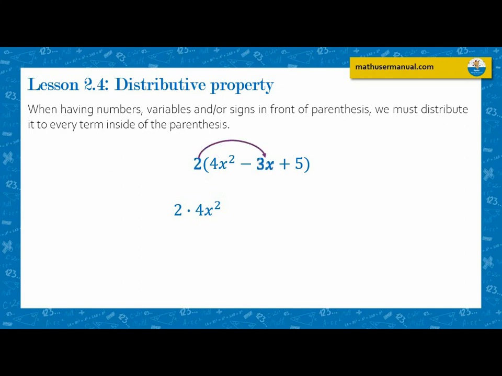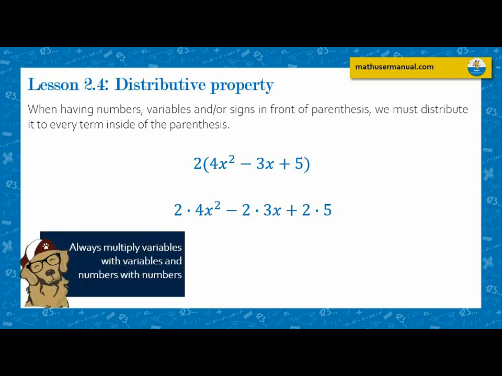Then 2 times 3x. And it's very important, especially with negative, we always carry the signs, but especially with negative, we don't forget to carry the sign. Negatives tend to change things, so it's very, very important. We never forget about carrying the negative, keeping the negative. And then 2 times 5. That's it. We distributed the 2 to every term inside of the parentheses. We can get rid of the parentheses, and now we just need to simplify.